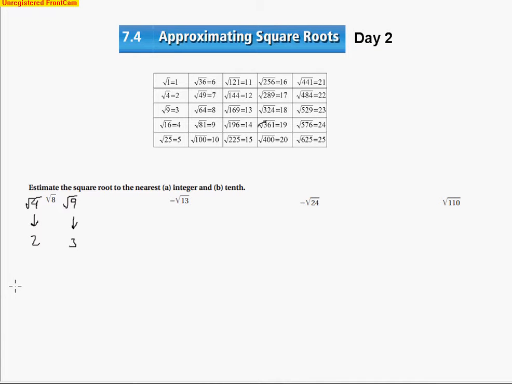So, estimate the square root to the nearest integer. For part A, since 8 is closer to 9, I know it's going to be closer to 3. So for this answer, it would be positive 3. That would be the answer to the nearest integer.